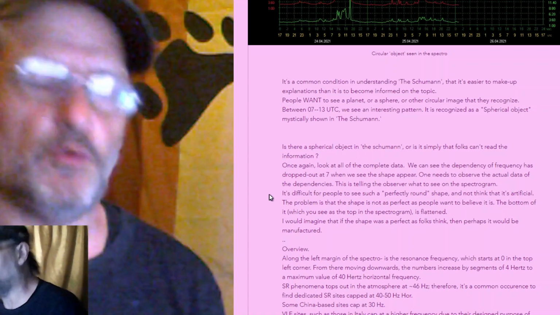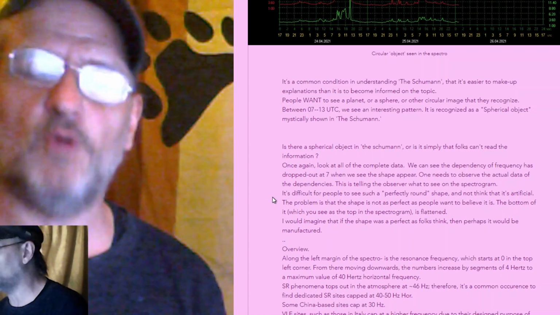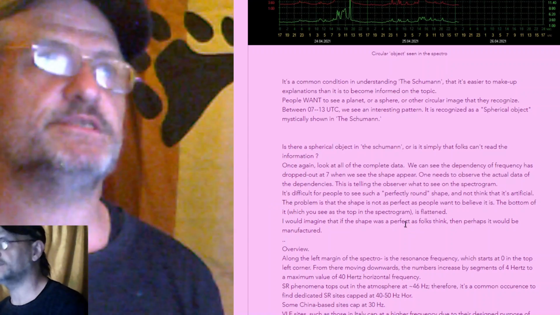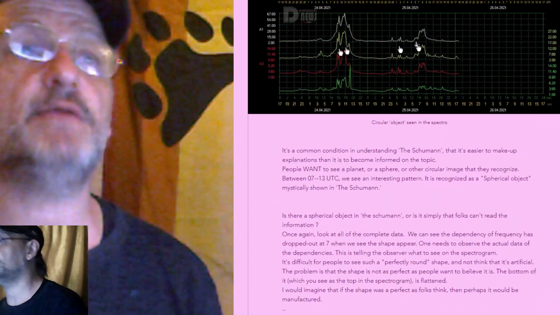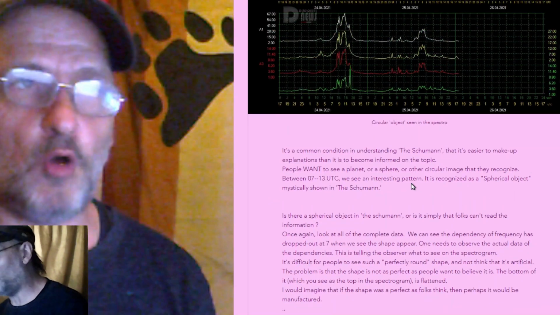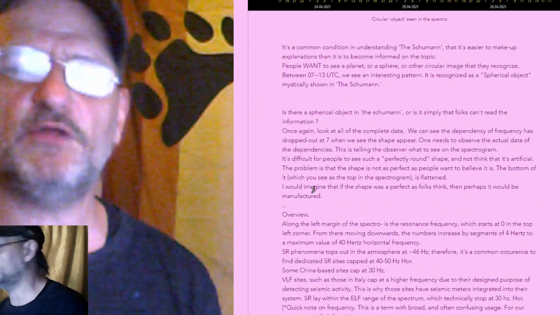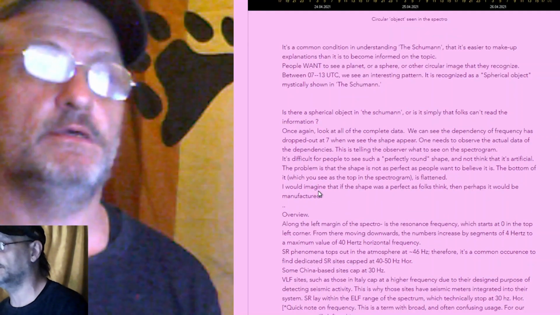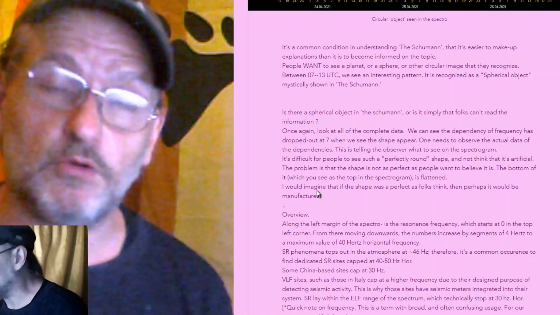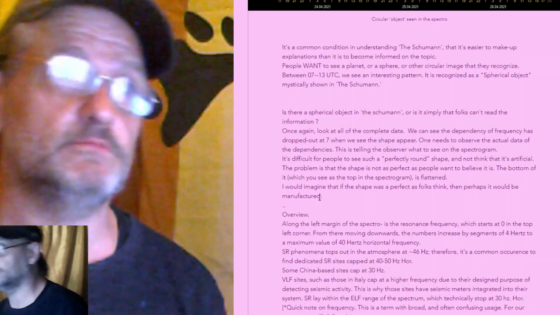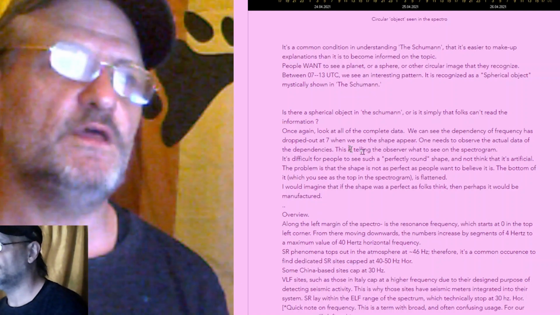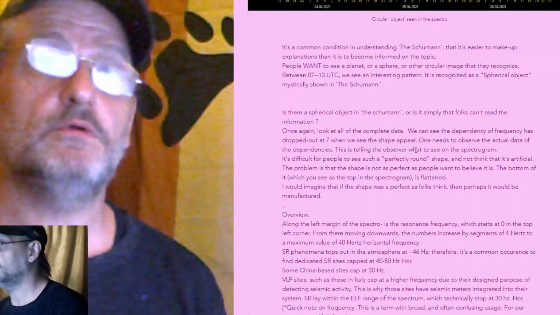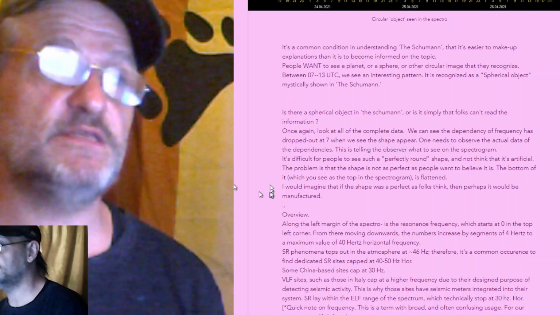This is not new. I keep saying this. You have to look at all of the data, the dependencies. This right here is the dependency of amplitude. I always give you the dependencies, because otherwise, how do you know what you're looking at? You don't, is the answer. That is telling you what to see in the spectrogram, is the dependency.